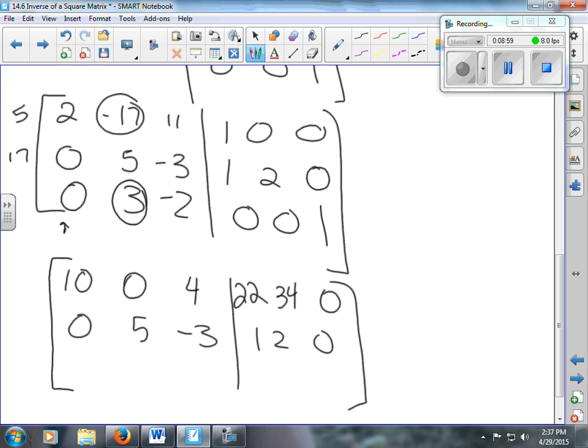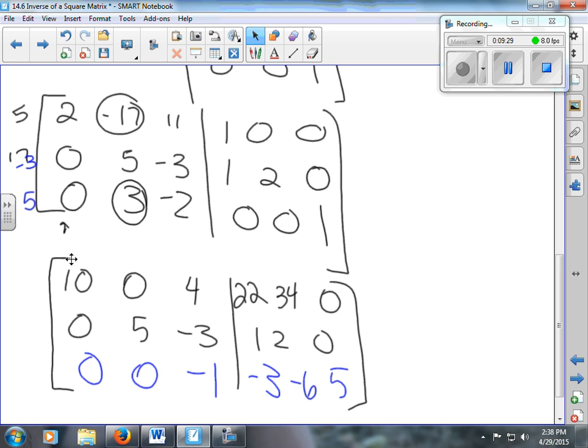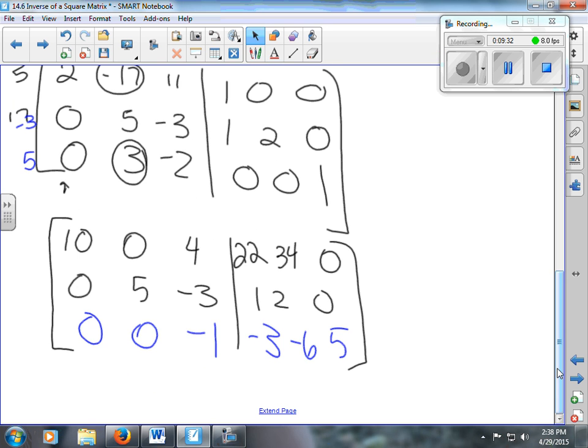All right, now let's change my bottom row. To do my bottom row, I'll do that in blue. I'm going to do negative 3 times row 2 plus 5 times row 3, and that's my new row 3. Then that'll give me 0 plus 0 here. Negative 15 plus 15 is 0 here. 9 minus 10 is negative 1. Negative 3 plus 0. Negative 6 plus 0. And then 0 plus 5. Okay, moving along.